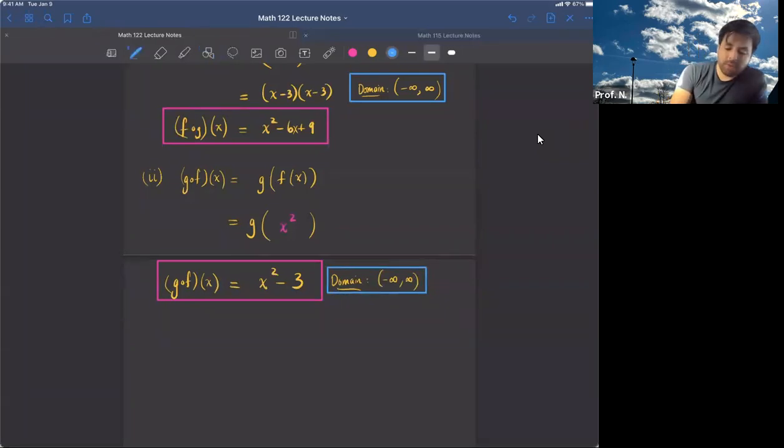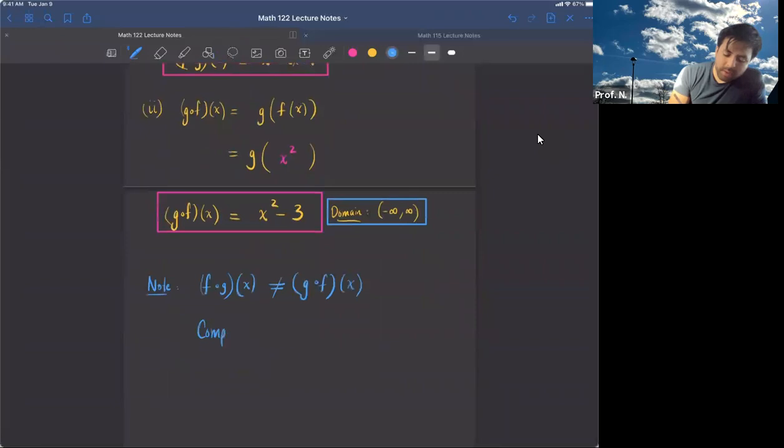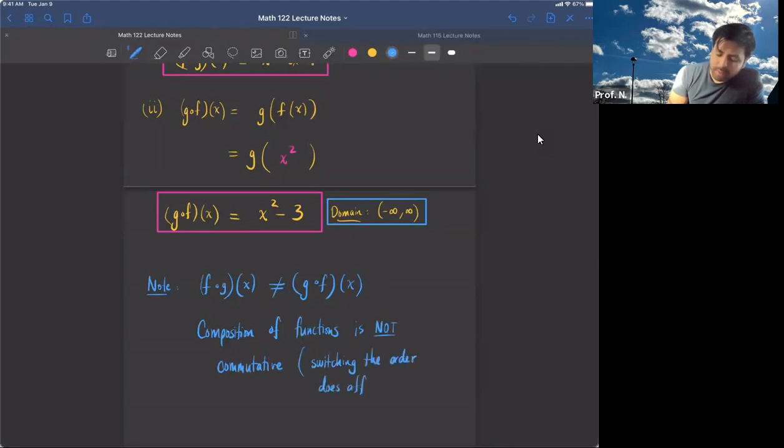And let me just note, f follows g of x is not necessarily g of f of x. So composition of functions is not commutative. Switching the order does affect the result.